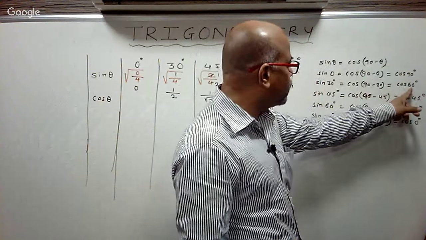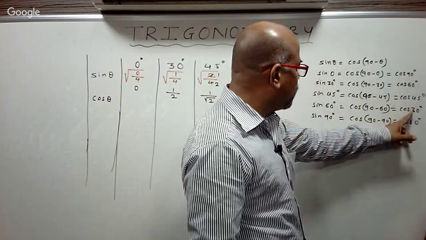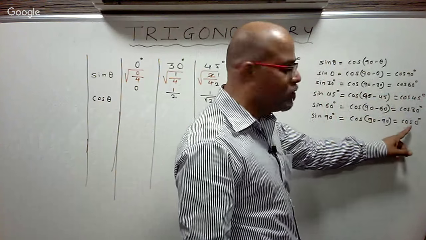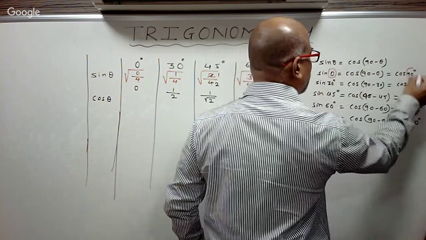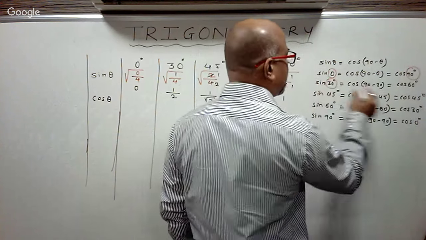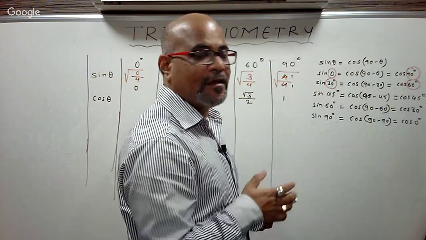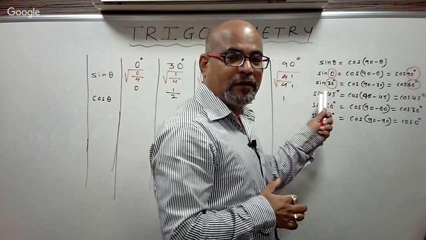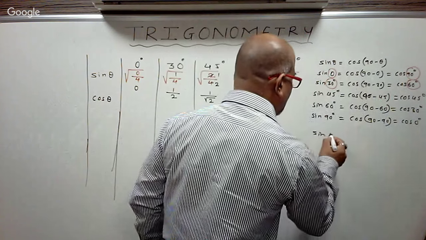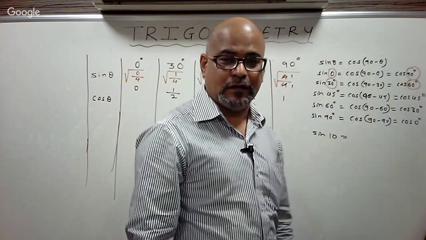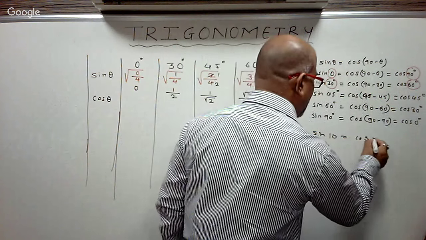Sin 30 equals cos 60, sin 45 equals cos 45, sin 60 equals cos 30, and sin 90 equals cos 0. If you observe here, 0 and 90, the total is 90. 30 degrees and 60 degrees, again the total is 90. That means sin of any angle equals cos of 90 minus that angle. If we have sin 10, then what is 90 minus 10? The value is 80, therefore we get cos 80, and like that.